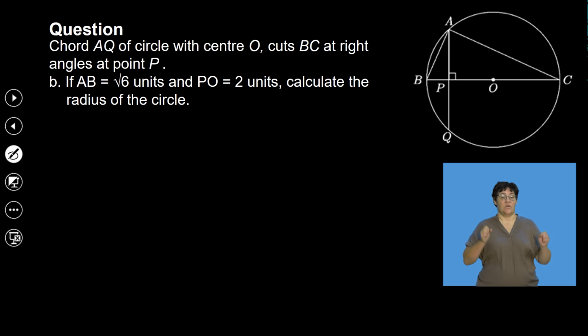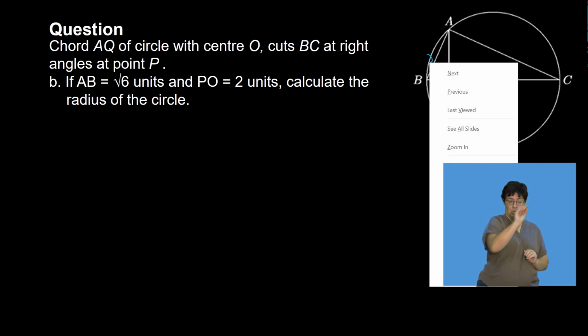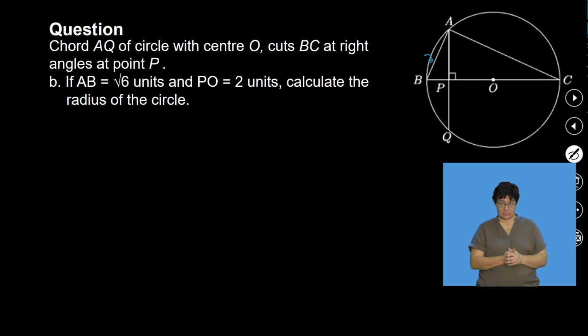All right, so the second question says, if AB is equal to root 6 units, and PO is 2 units. The first thing to do is to go to the diagram and write down the values that you are given. So this is square root of 6, and this is 2 units. Then what do they want us to do? We need to find the radius, right?